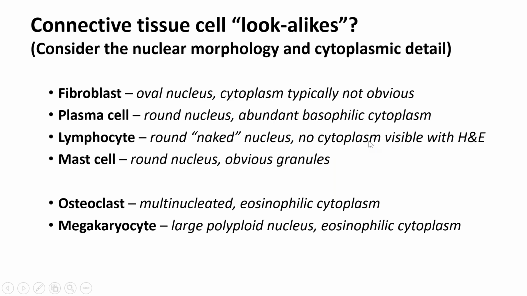So we're going to have to say, how can I now distinguish between these three cells? I'm looking at the morphology of the nucleus, and I'm also going to say, do I see cytoplasm and how's it staining? And lastly, in this group, I included the mast cell. The mast cell also has a round nucleus, but unlike the other ones, it has obvious granules.